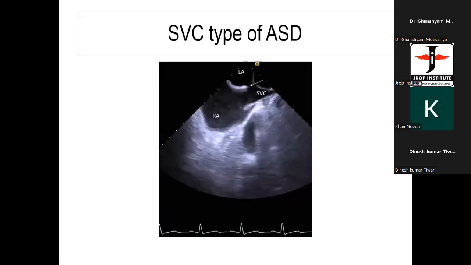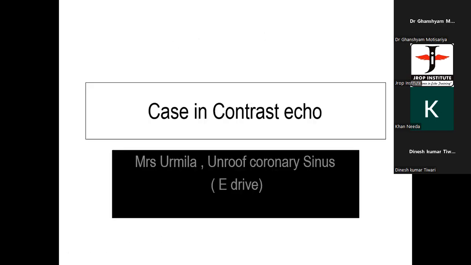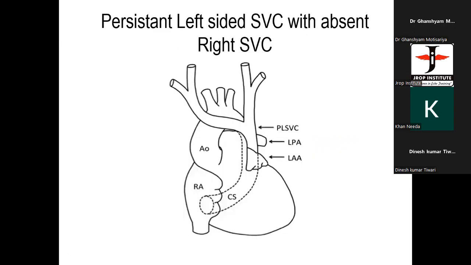And this is what in transesophageal echo we look at as an SVC type, because SVC is over here. On the other hand, we look at an IVC type of ASD because IVC is over here. So that's how we look at SVC type or IVC type of ASDs. I hope I'm able to substantiate your answer by showing these few slides.